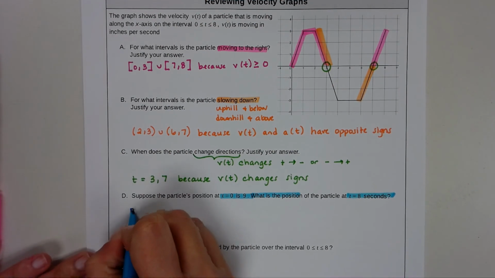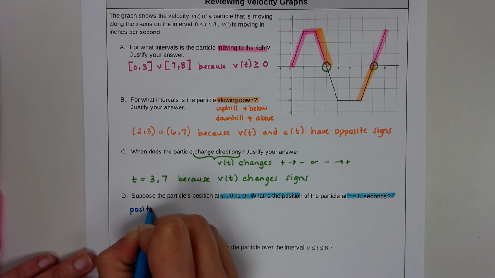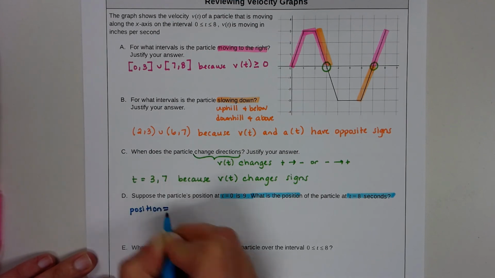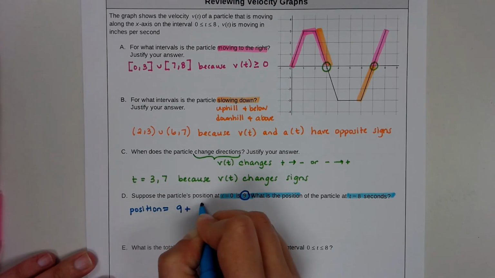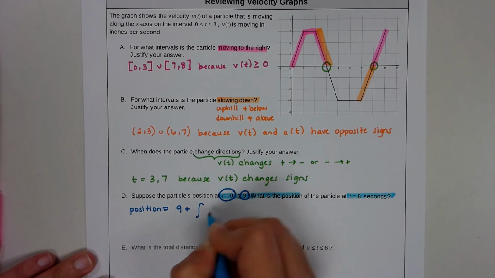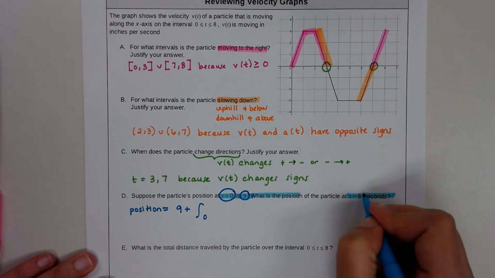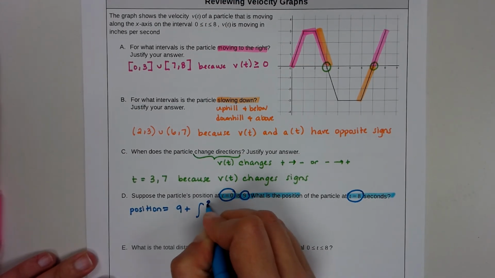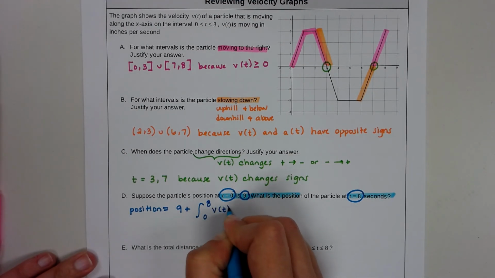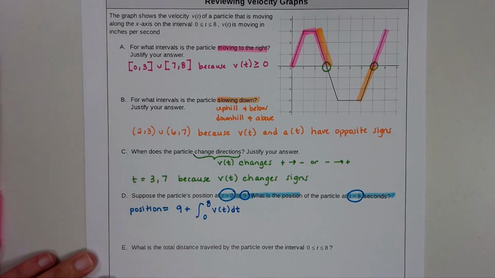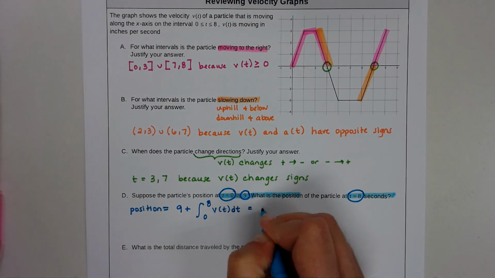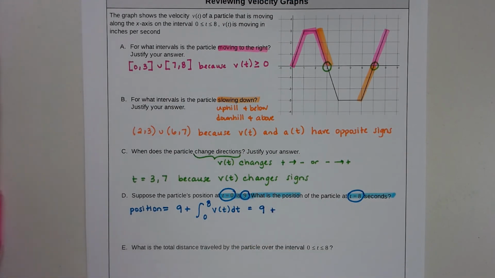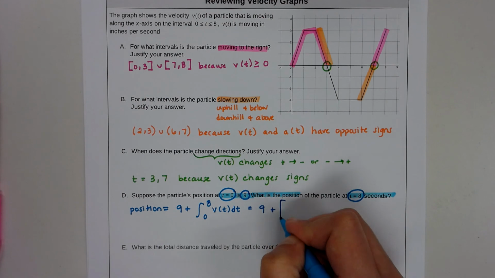In order to find a position, I need to start with my initial position, which in this case is 9, plus the integral from my starting time, which in this case is 0, to my ending time, which in this case is 8, of my velocity function. Now, in order to figure this out, I'm going to go back to the idea that an integral is just an area. So I'm going to have 9 plus, and here's where I'm going to calculate some areas.